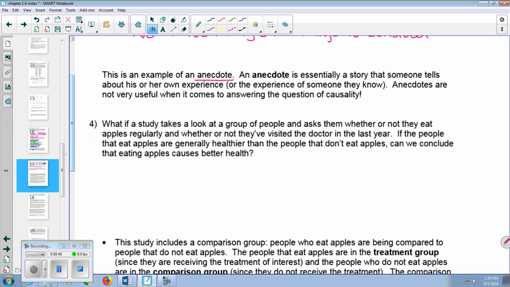Right, number 4, what if a study takes a look at a group of people and asks them whether or not they eat apples regularly and whether or not they visited the doctor in the last year? The people that eat apples are generally healthier than the people that don't eat apples. Can we conclude that eating apples causes better health? So again, press pause, give yourself a chance to think about this. Right? Hopefully a lot of you are thinking, well, this is definitely better than above because there's more people.